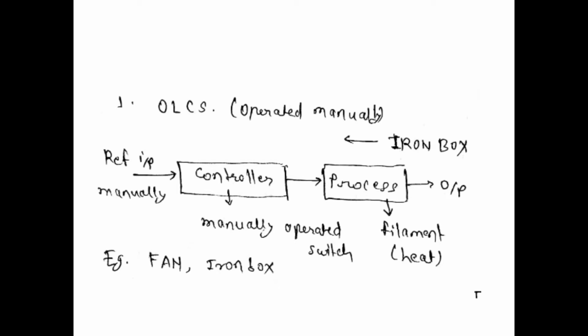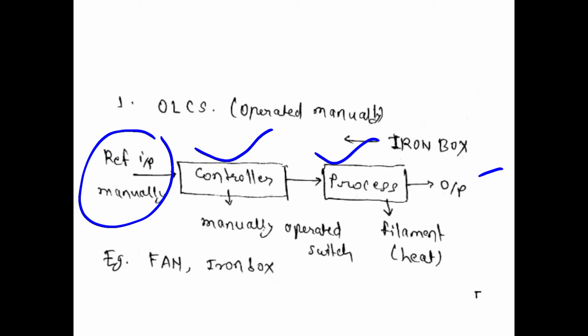So here is the basic structure of open loop control system. First thing is reference input, which is given manually, second is controller, third is processor, and last you get the output. For example, iron box is an example of open loop control system.